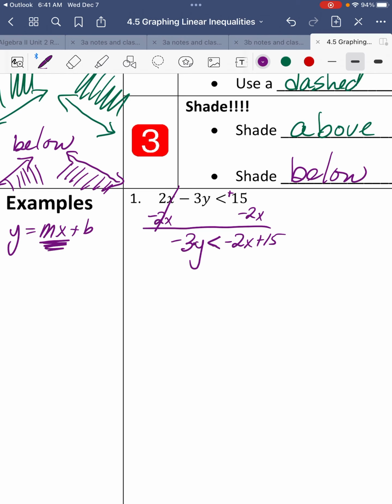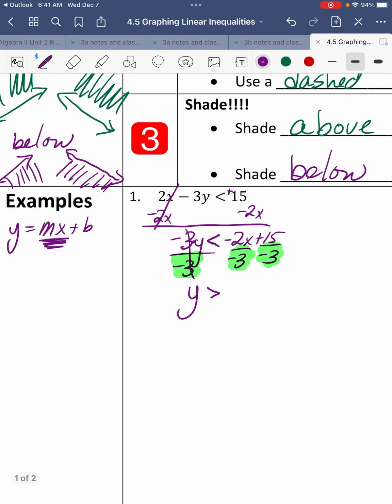And now to break up a term, we have multiplication, so we divide. We get y. Oh, we divided by a negative. Be very careful with that. We're dividing by a negative. So when you divide by a negative or multiply by a negative, you have to switch the inequality. So switch this inequality from less than to greater than.